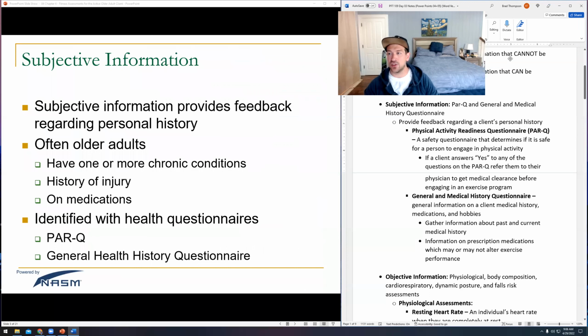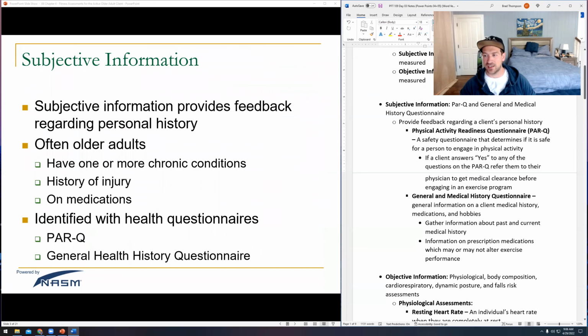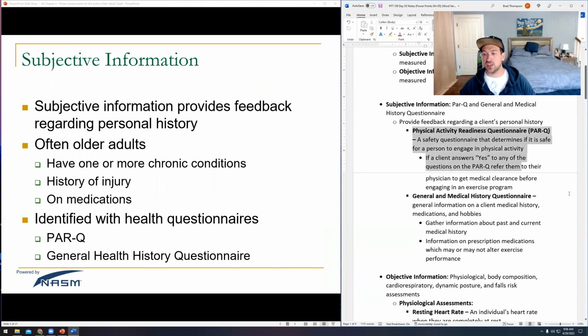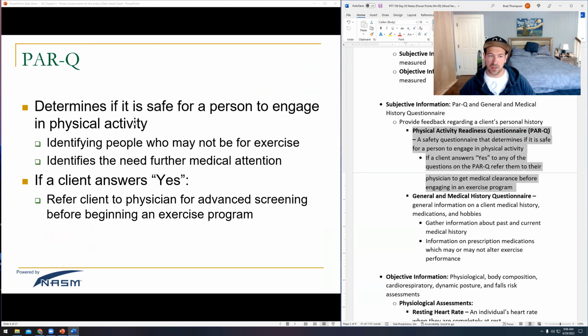Like I said, this is the first thing you should be doing with every single fitness assessment. You always want to start with the PAR-Q because the first thing you want to do is protect yourself and your client from anything, right? So if they say yes to anything, you can always refer them to a medical professional for further screening before actually engaging in any physical program.